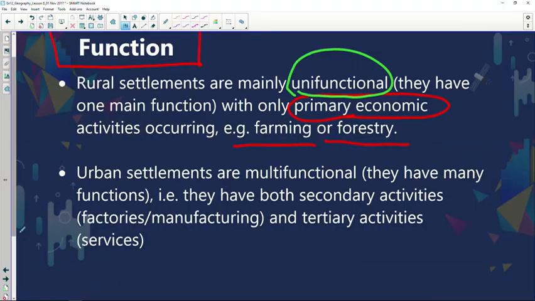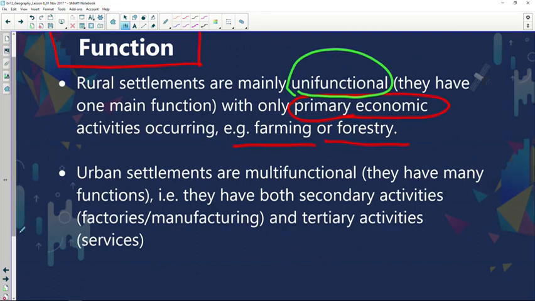Now, a simple example, for instance, forestry. Forestry is where the trees are being planted, and then secondary activity is sending these trees to be manufactured into paper, into furniture. And the tertiary activity is, for instance, schools, where a service is provided or sold. Now, urban settlements are multifunctional, like I've mentioned.